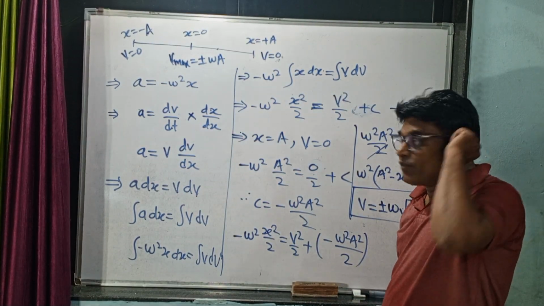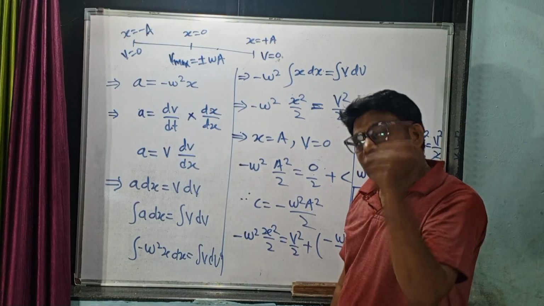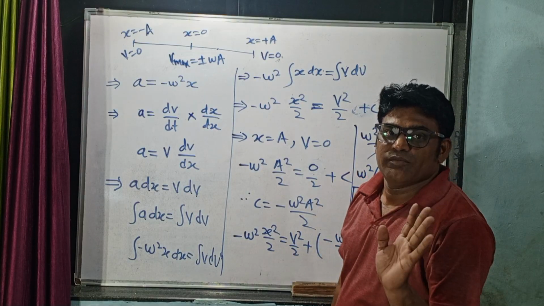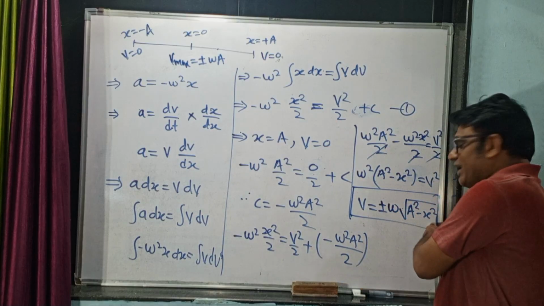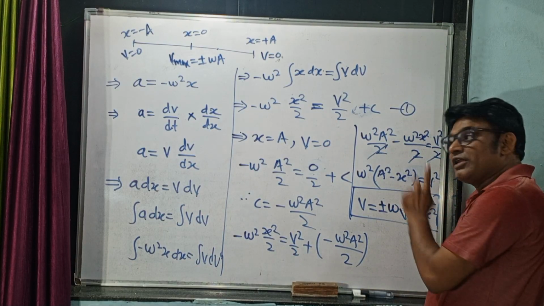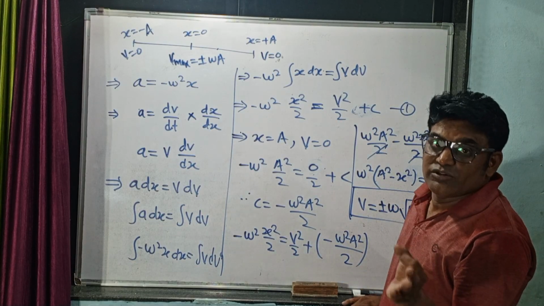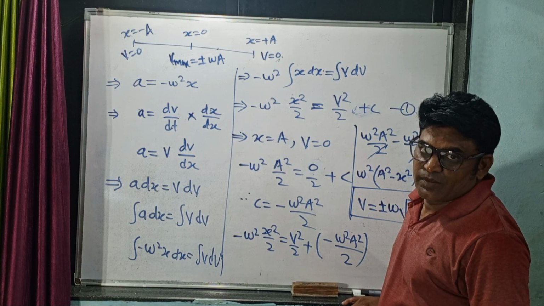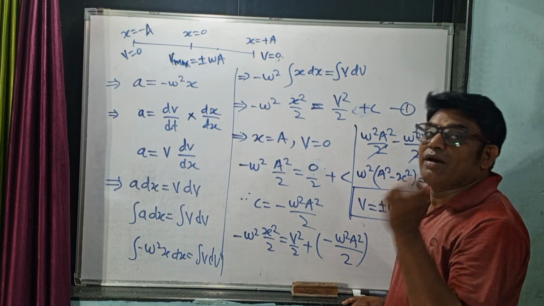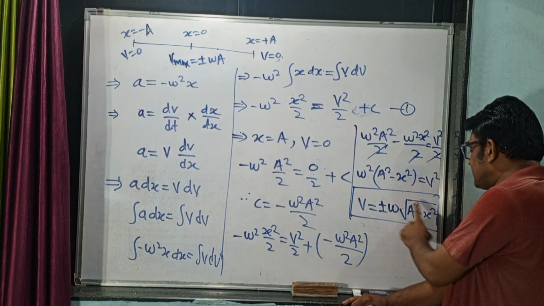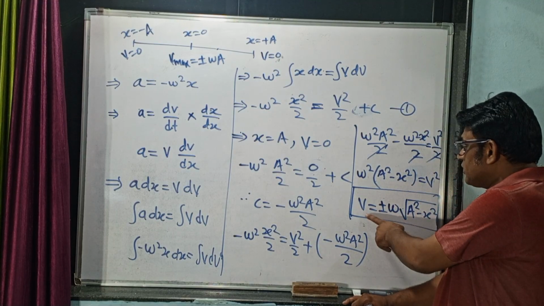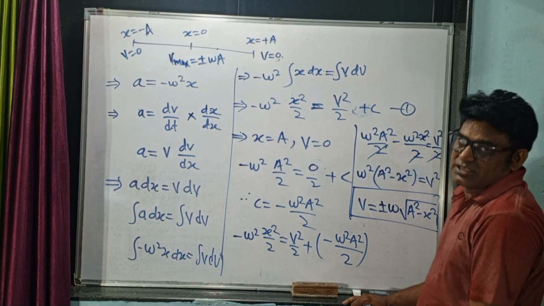In the next video we will derive the expression for velocity in terms of time. Here in terms of x displacement we have derived. Now in the next video we will derive the expression for velocity in terms of time. What is the relation between time and velocity? Here the relation between velocity and displacement we have derived. This formula gives the relation between v and x.